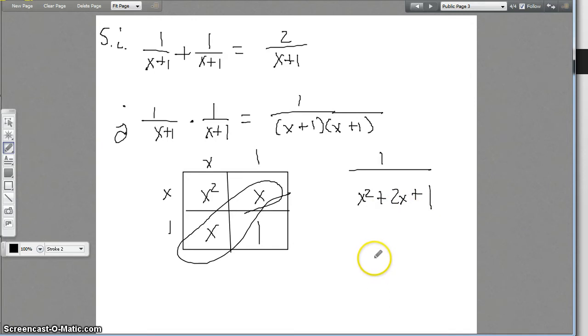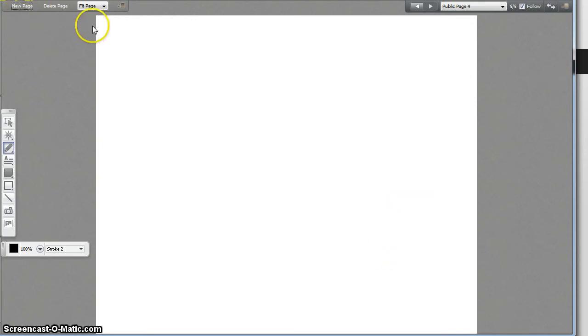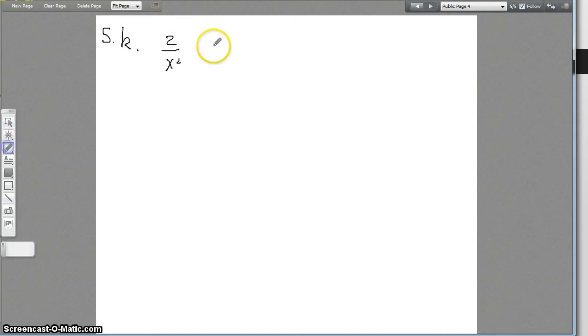So we're going to work just one more pair. Let's look at number 5, part K and part L. So part K, we have 2 over x squared plus 3 over x cubed.